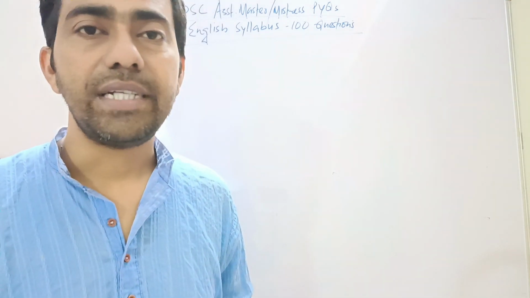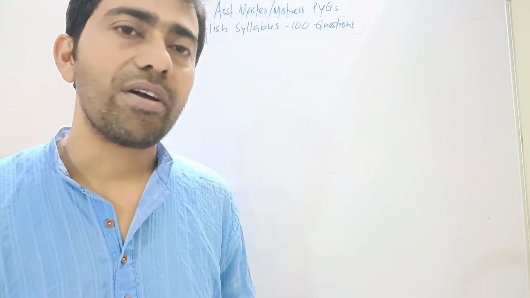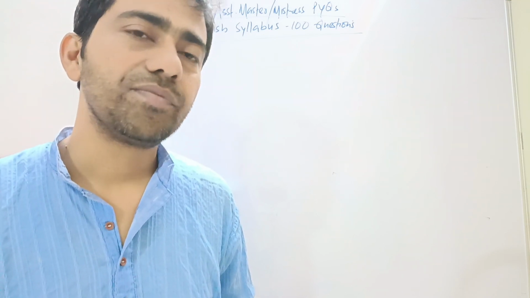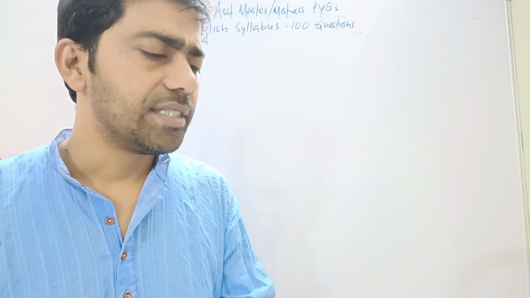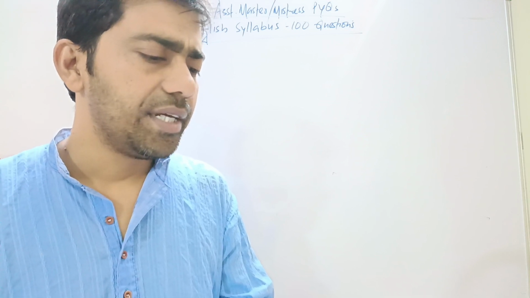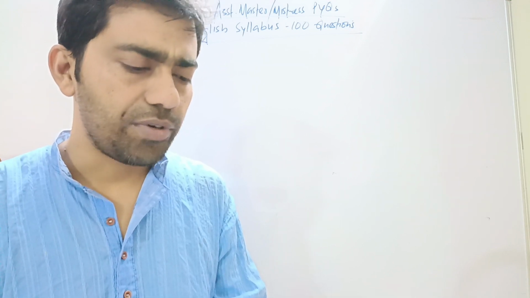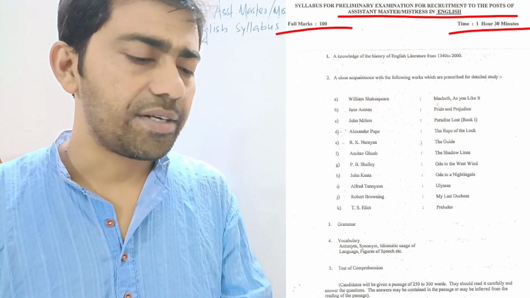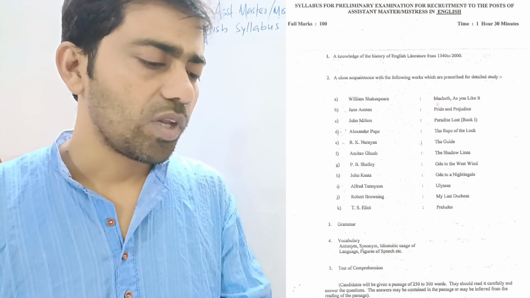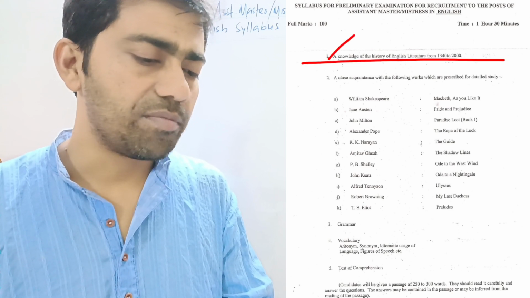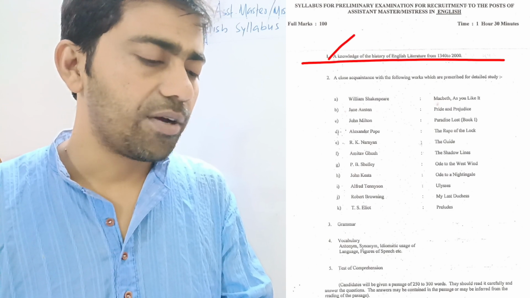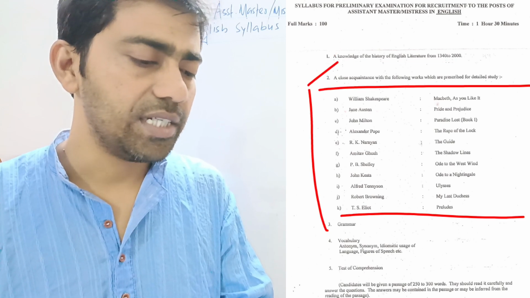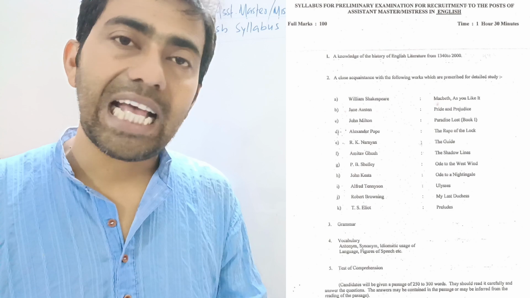This video is totally dedicated to English literature or English background students who wish to appear for the exam. This is the syllabus for the preliminary examination for recruitment to the post of assistant master, assistant mistress in English: 100 questions and 1 hour 30 minutes. A knowledge of history of English literature from 1940s to 2000, and a close acquaintance with the following works prescribed for detailed study: William Shakespeare, Macbeth, As You Like It.